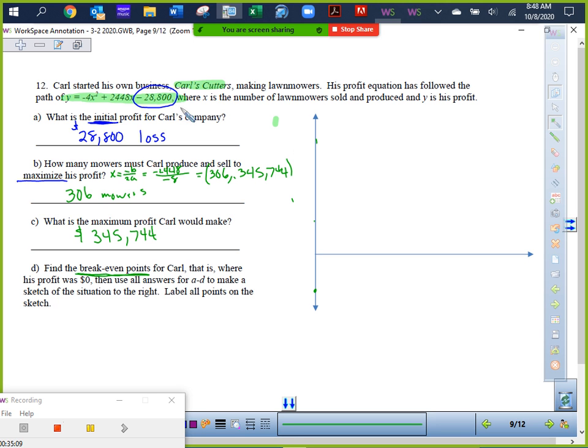So which one of these is profit? Is it X or is it Y? It's Y. We're going to put 0 in for Y into this equation up here. 0 equals negative 4x squared plus 2448x minus 28,800. And now they don't tell you how to solve this quadratic.